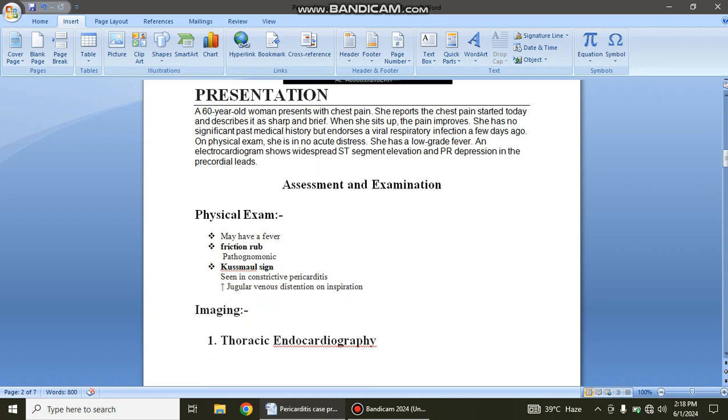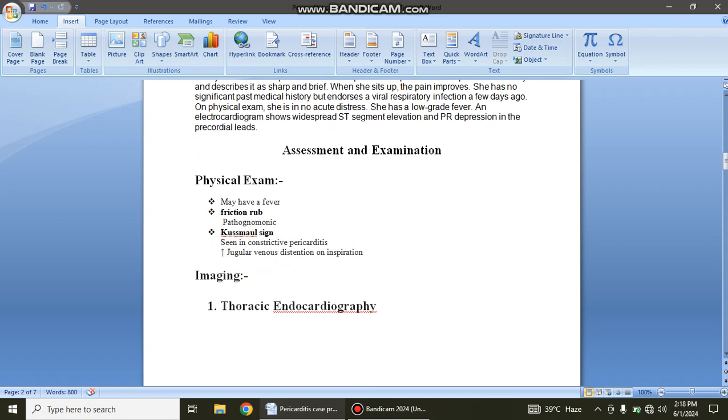Assessment and examination. Physical exam may show a fever, friction rub, which is pathognomonic, and Kussmaul sign. It is seen in constrictive pericarditis: increased jugular venous distension on inspiration.